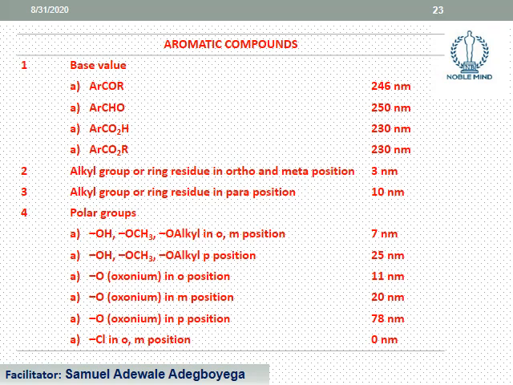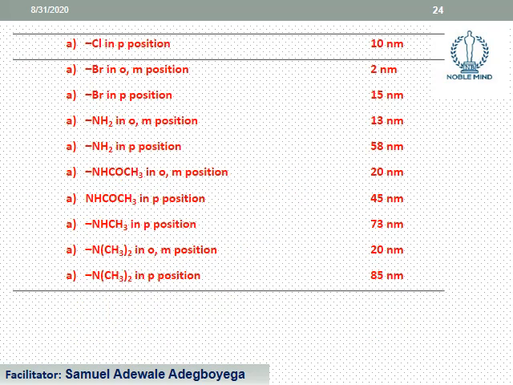So here, number 4, where we have polar groups, you have OH and OCH3, that is hydroxyl and methoxyl groups, and O-alkyl. Depending on where they are, in ortho position, that is, we are talking about a ring system now, in meta position in the aromatic ring system, and so on. So you can take a look at the table. Let's move on. The continuation of the table still extends to this.